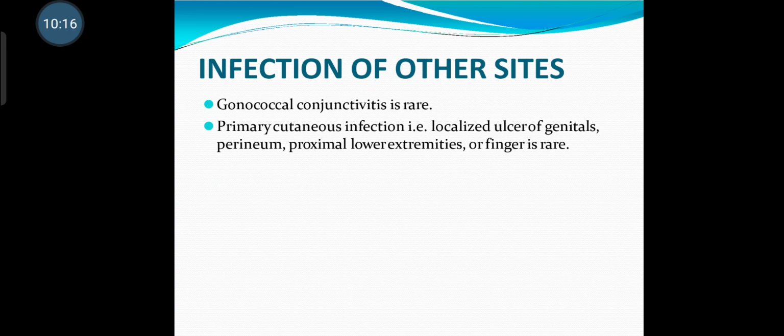Infection to other sites. Gonococci also cause infection to other sites of the body. These include the conjunctiva also. Primary cutaneous infection is there. Then, apart from that, localized ulceration of the genitals, that is genitourinary organs, perineum, proximal lower extremities or fingers.